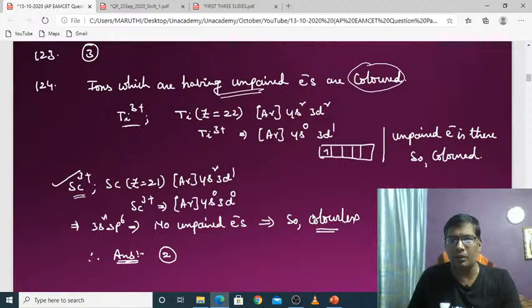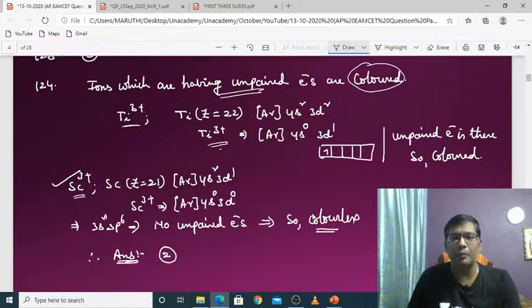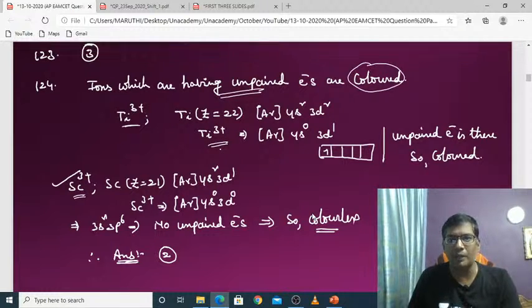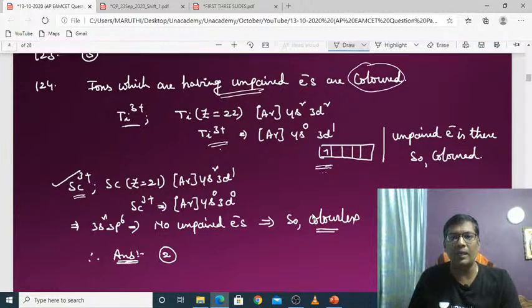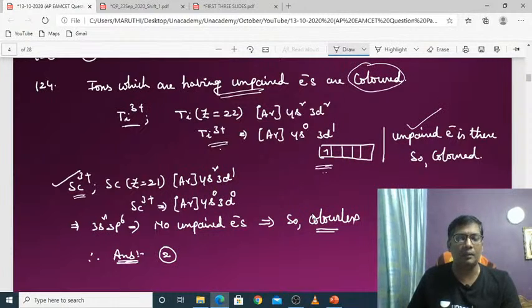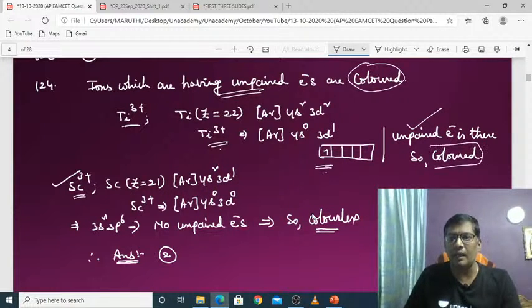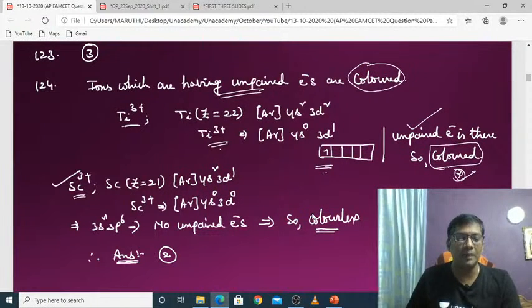So you can write the electronic configuration like this. But they are asking about titanium 3 plus. That means you have to remove 3 electrons, from which you will get only 1 electron. That means it is having an unpaired electron. Once it is having an unpaired electron, automatically it possesses some color.